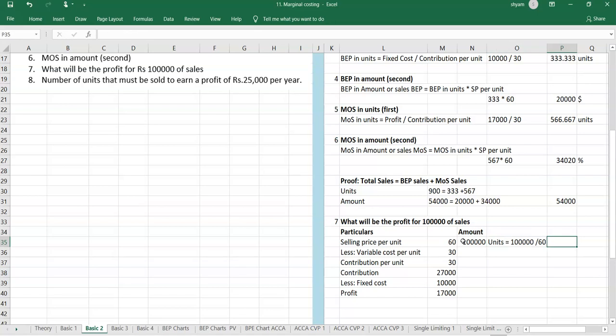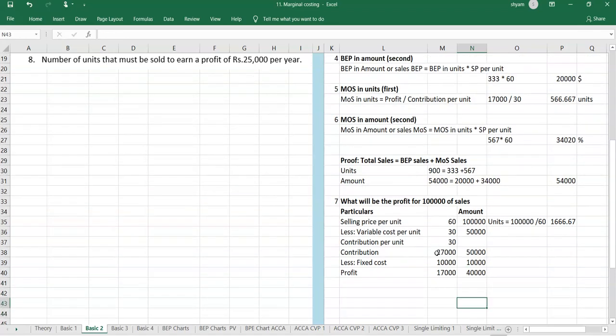So that will roughly be 1667 units. Okay, so multiply that number of units with the variable cost, that's 50. And the difference between this is going to be 50,000, right? And that's going to be contribution here. And what is the fixed cost? Fixed cost is the same 10,000 because that will never change. So your profit will be 40,000.